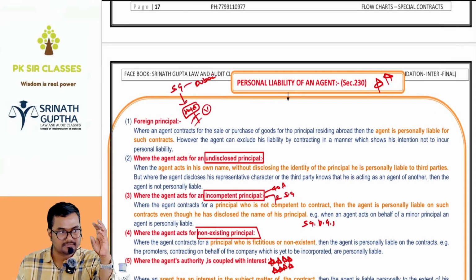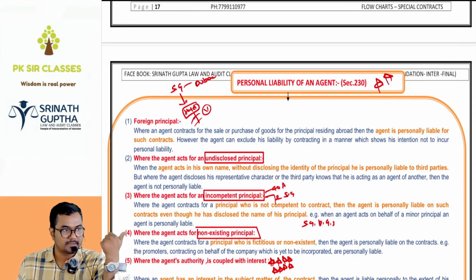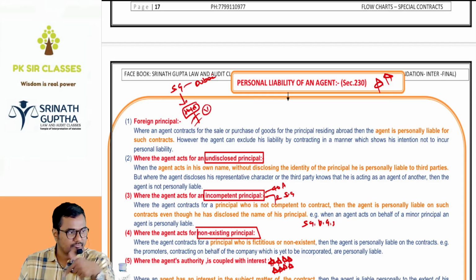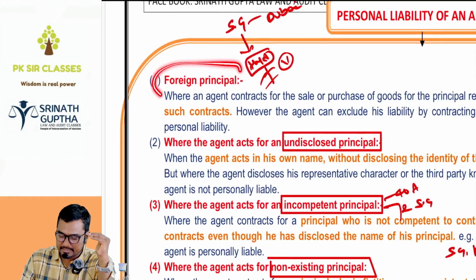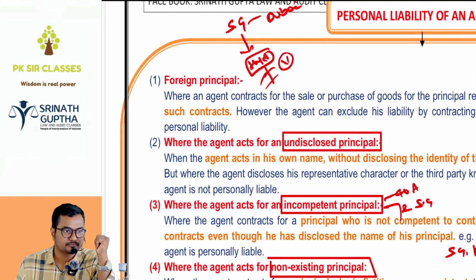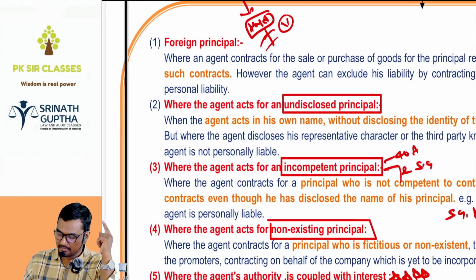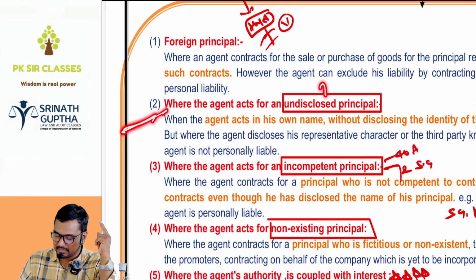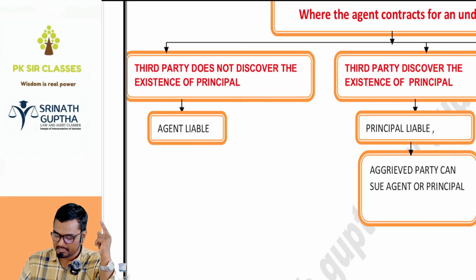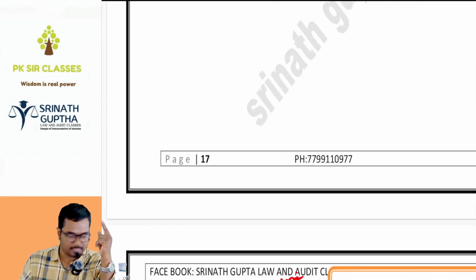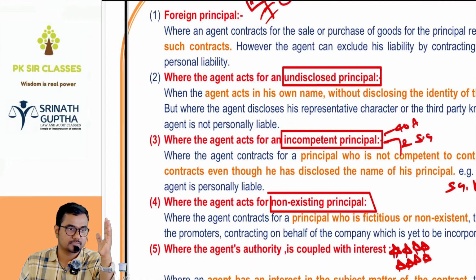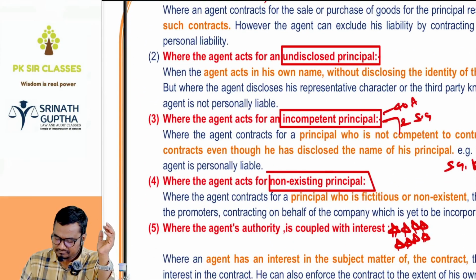Generally for the activities of the agent, who is liable? Principal. But in the following cases, the agent is personally liable. For example, the principal is staying in a foreign country. The customer will not go to a foreign country to file a case. Then the agent is personally liable. Next, where the agent is acting for the undisclosed principal, just now we discussed, the agent is liable. So one said, I don't want to disclose my principal name, then the agent is liable.